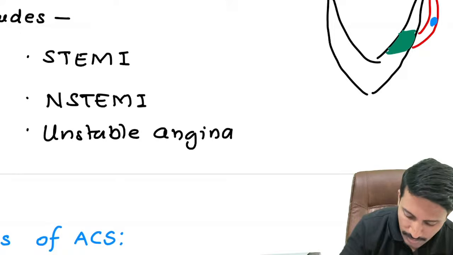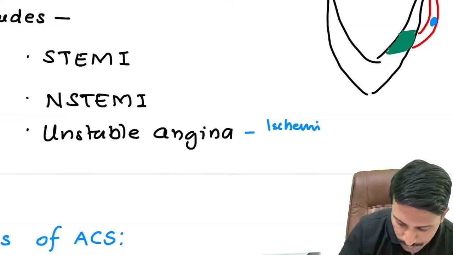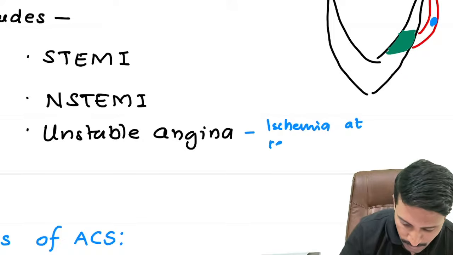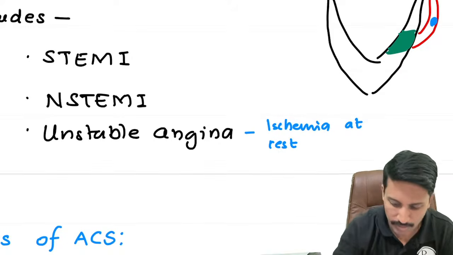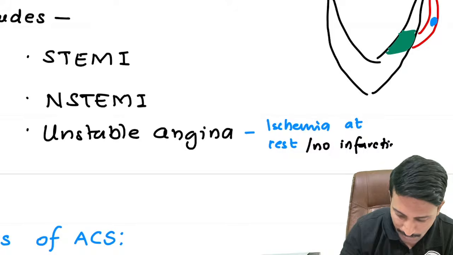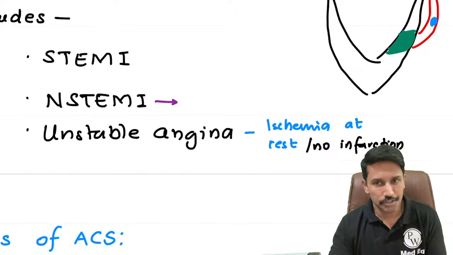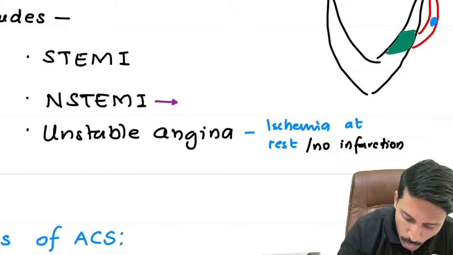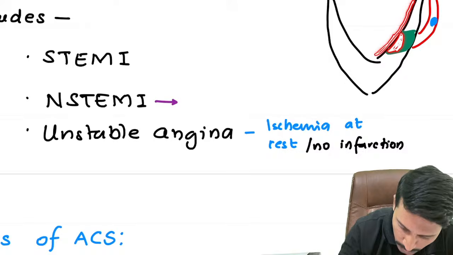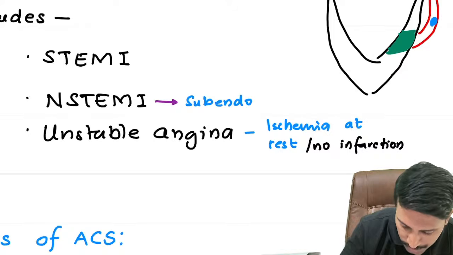So conceptually, what is it? Unstable angina means ischemia at rest. In unstable angina, there is no infarction. In NSTEMI, there is infarction now. Where is the infarction? Very small infarction, which is more towards the distal part, towards the endocardium. So we will call it subendocardial infarction.